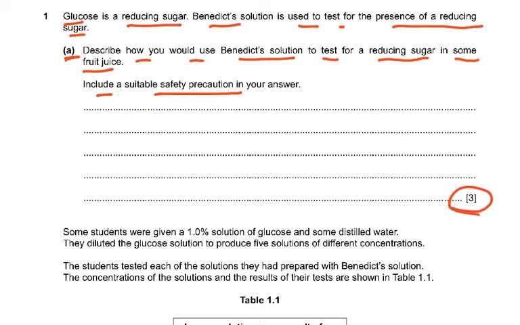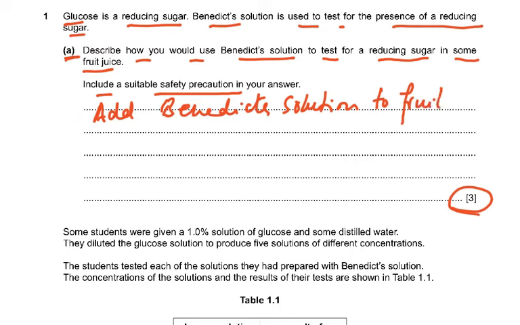The 3 marks are that you took the fruit juice and add Benedict solution to the fruit juice. So add Benedict solution to the fruit juice. And somebody would say, Miss, well, that would be something that everybody would do. No, everybody won't write that. Because you might say just add Benedict solution.